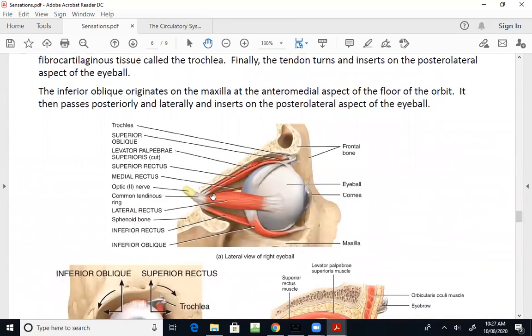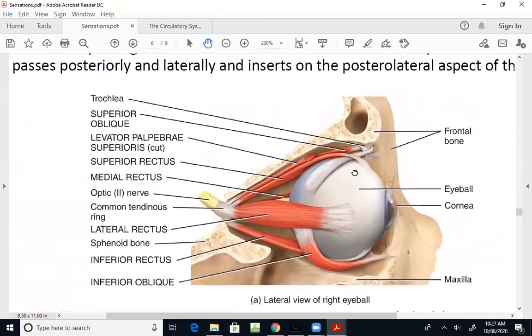This is the image that I want you to know. So highlight the 6 muscles: superior oblique. Don't do the levator, but do the superior rectus, medial rectus. Do the common tendinous ring, the lateral rectus, inferior rectus, and inferior oblique. Actually, at the top, also highlight the trochlea, the little hook, because that's important.